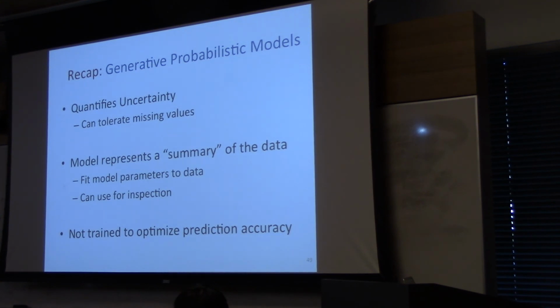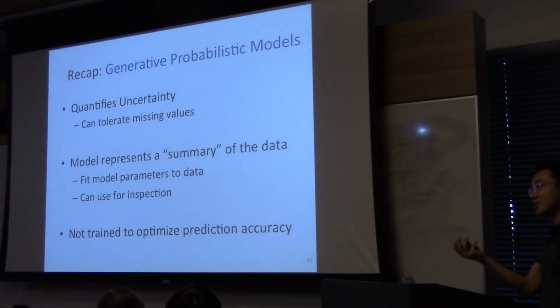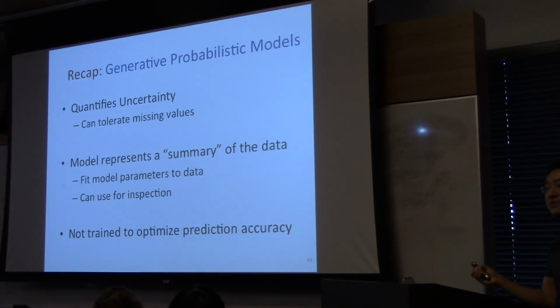Okay, just a recap of generative probabilistic models. It's a way of quantifying uncertainty and tolerating missing values. The model itself represents a summary of the data, right? It's a simplified representation of the data distribution, and you can use it for introspection. You can sample from it, and training typically involves maximum likelihood training, where you fit the model parameters to the data. Because it's a joint model that you're fitting to the data, it is not optimized for prediction accuracy. So I would advise against using any of these for the Kaggle competition.